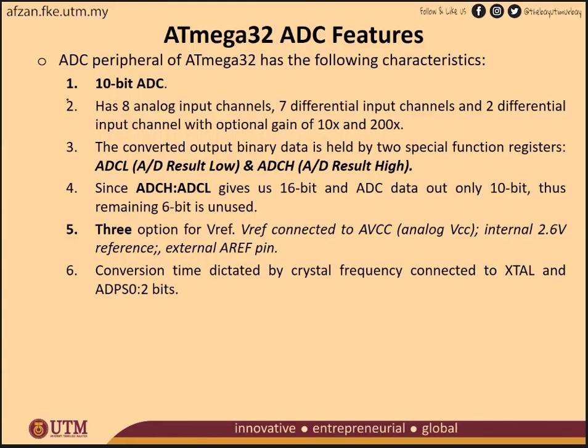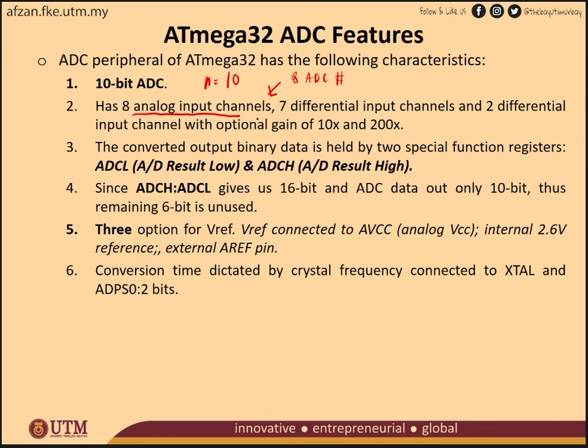For the ATmega32, the ADC peripheral has the following characteristics. First, it is a 10-bit ADC. It has 8 analog input channels, which are 7 differential input channels and 2 differential input channels with optional gain of 10 and 200 times. So here you have 8 ADC channels. I put here, this is a channel.